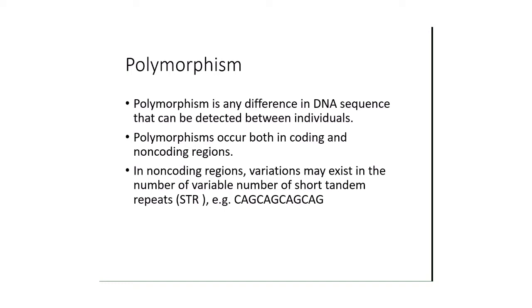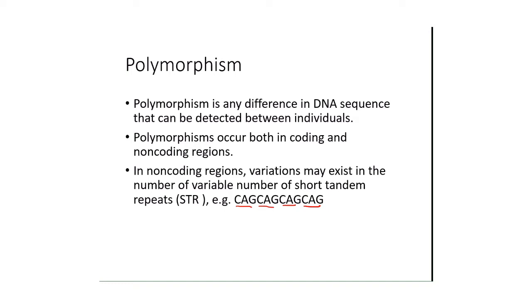But the polymorphism can also occur in non-coding regions. These are regions in the DNA that are not part of a gene. In the non-coding regions, variations may exist in the form of what we call short tandem repeats, or STR for short. So STRs are basically a few nucleotides that keep on repeating themselves. An example of that is CAG, CAG, CAG, CAG. The repeats can be as few as 5 times or as many as 20 times, 40 times.